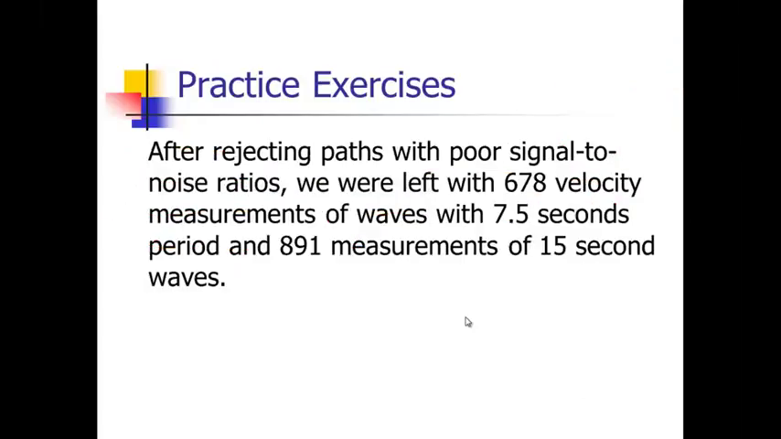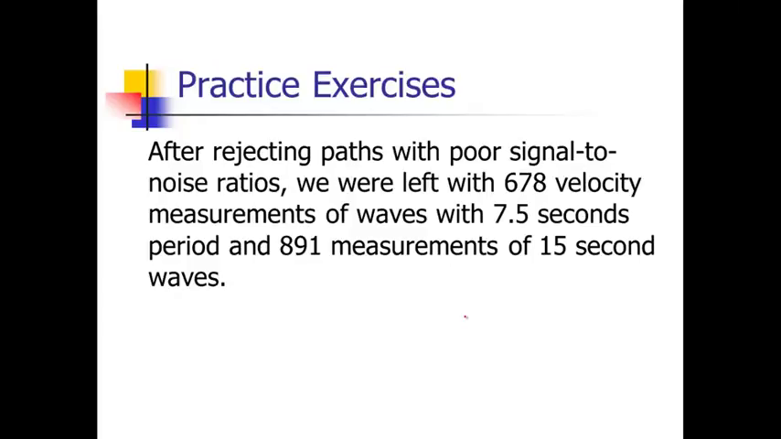All right, so the next example reads: "After rejecting paths with poor signal to noise ratios, we were left with 678 velocity measurements of waves with 7.5 seconds period and 891 measurements of 15-second waves." So this one has kind of a lot of extra words that you can hear as you're kind of reading it along.